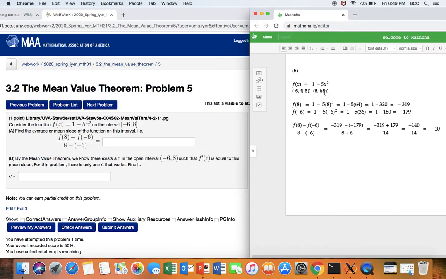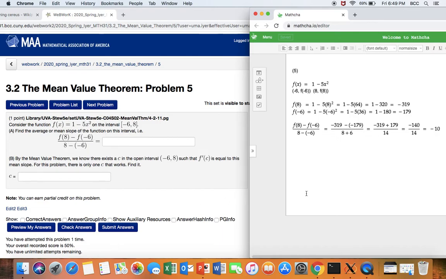Well, let's figure out f(8). f(8) is 1 − 5(8²), that is 1 − 5 times 64, that is 1 − 320, which is −319. Likewise, substituting −6, I get f(−6) = 1 − 5 times (−6)², which is 1 − 5 times positive 36, which is 1 − 180, which is −179.